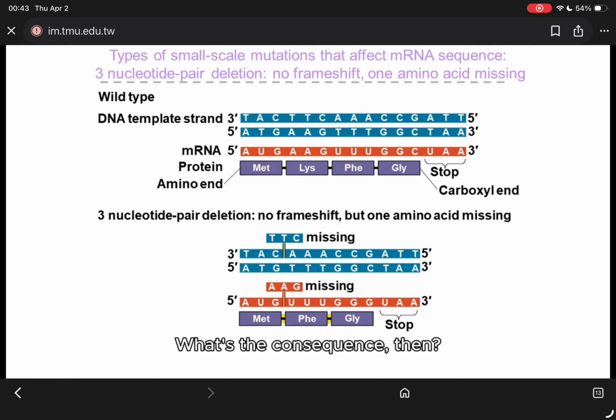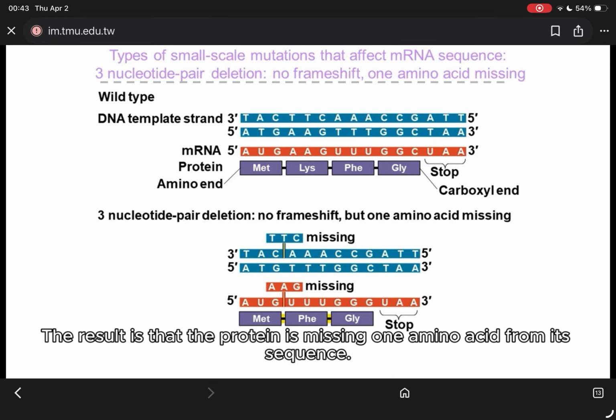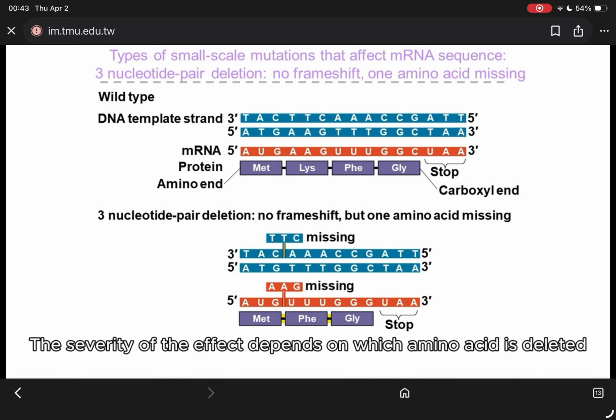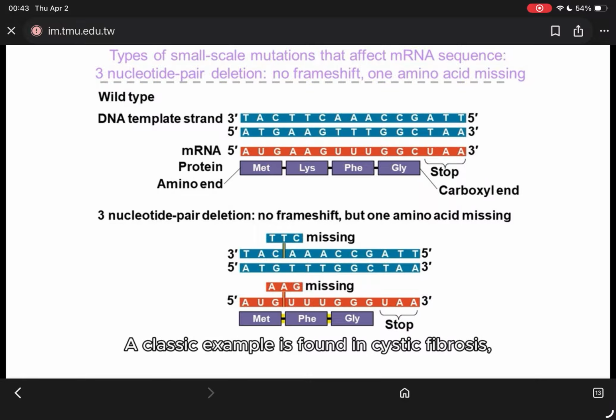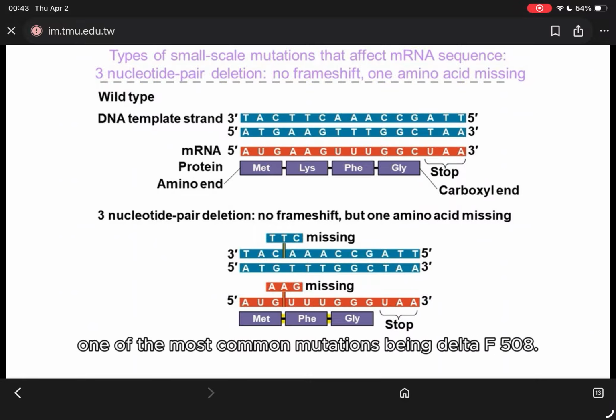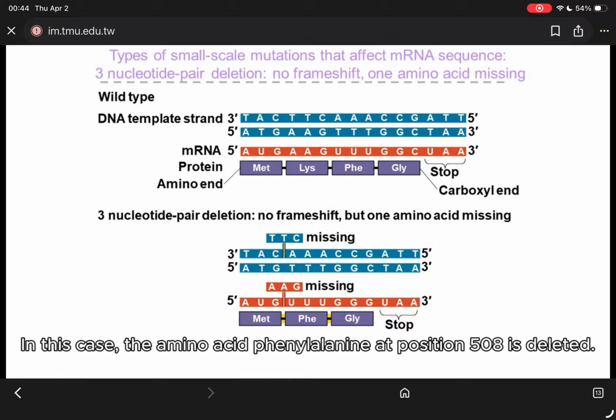What's the consequence then? The result is that the protein is missing 1 amino acid from its sequence. The severity of the effect depends on which amino acid is deleted and how critical that position is for the protein's structure and function. A classic example is found in cystic fibrosis, one of the most common mutations being delta F508. In this case, the amino acid phenylalanine at position 508 is deleted.